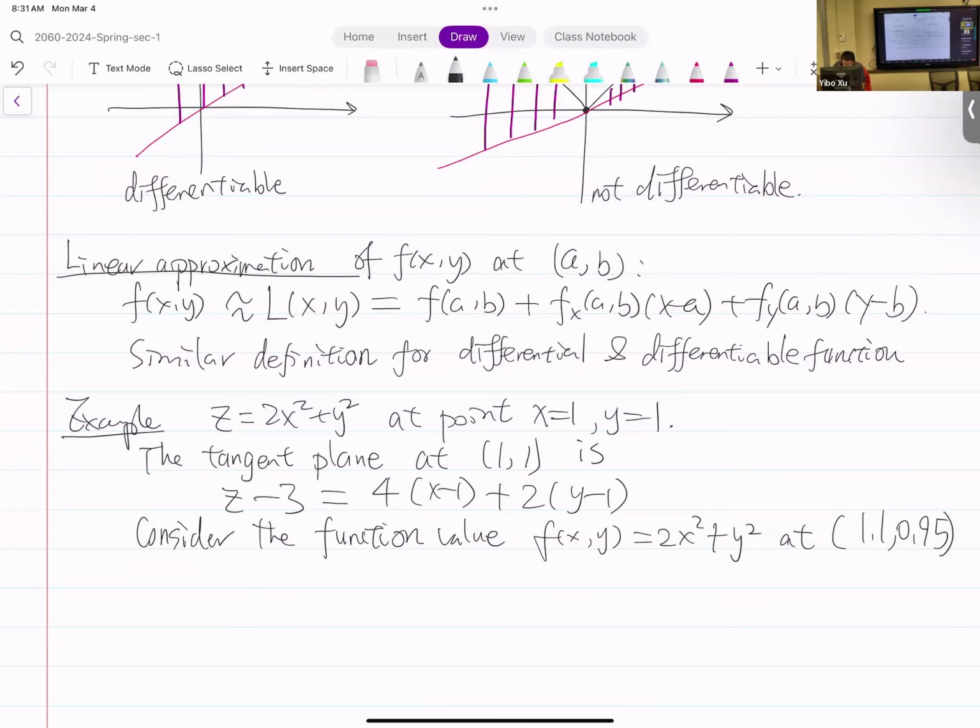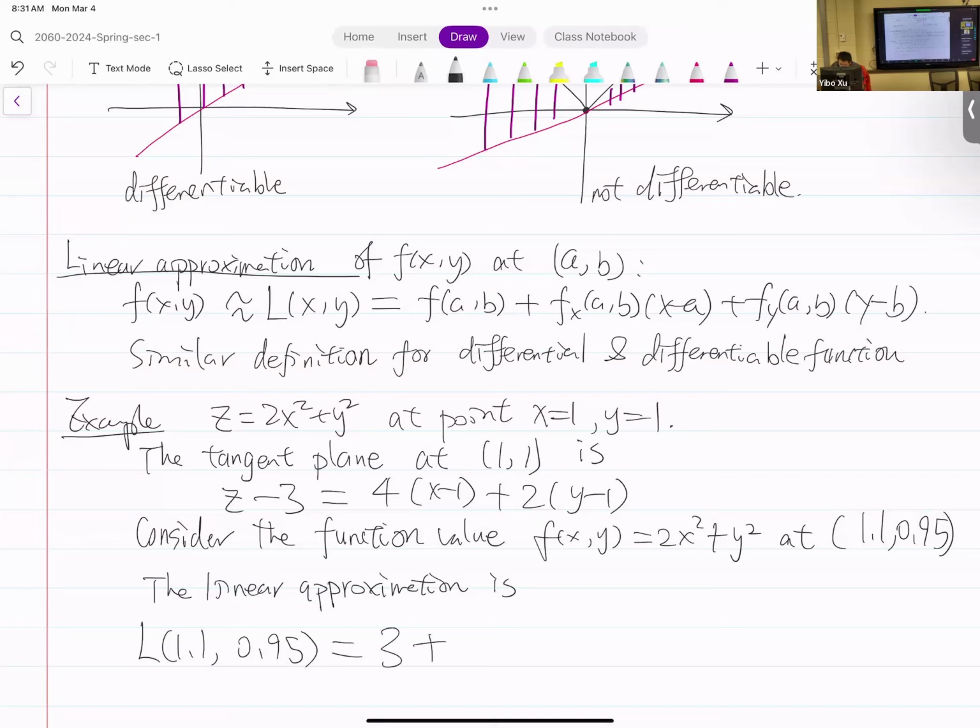So in this situation, the linear approximation is L(1.1, 0.95). So we just write it down as the linear approximation. Basically, at (1, 1), the function output is 3.